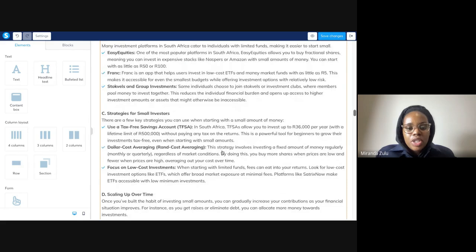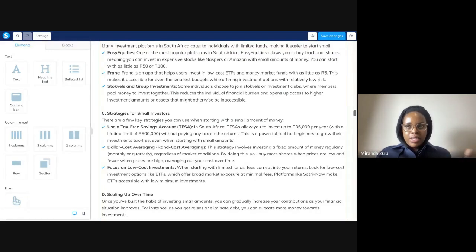And so, strategies for small investors. I love tax-free savings accounts, or the structure of a tax-free savings account, and there is a lesson plan focused on just that. The name sounds almost misleading, because it's not essentially that. But what a tax-free savings account is, is that the government wants to incentivize people to invest and save. And so they will allow you to put money into a tax-free savings account up to 36,000 Rand a year, and then over your lifetime, up to 500,000.